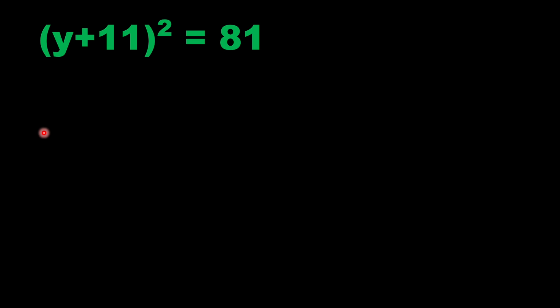We have this question to solve: (y + 11)² = 81. So we will solve this question for the value of y. There are two methods to solve this question. One is the substitution method and the second is the direct method. Let's try the substitution method first.